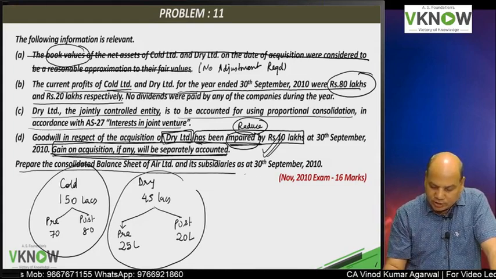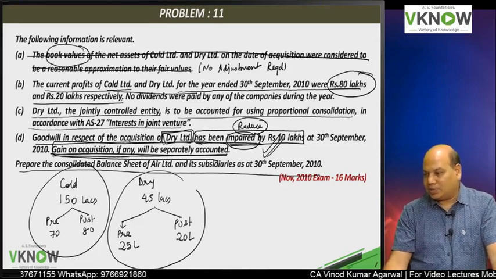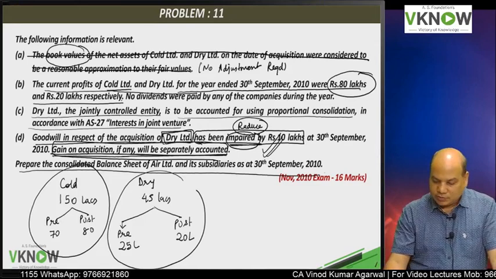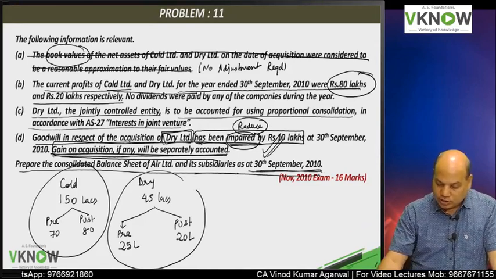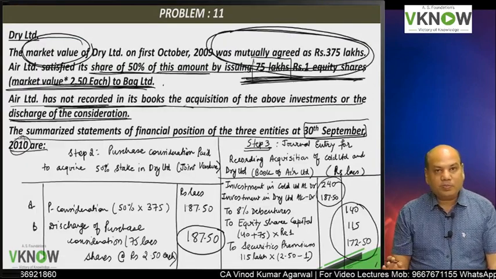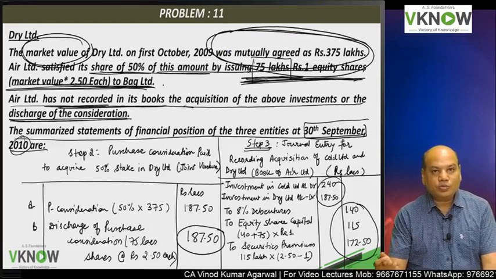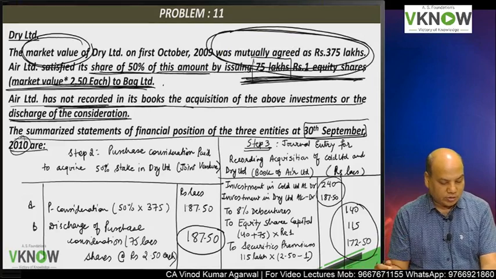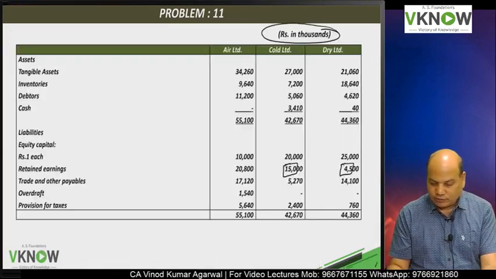Prepare the consolidated balance sheet of Air Limited and its subsidiary and its joint venture. They have not written joint venture, but you have to consolidate joint venture also on 30th September. Students will remember we have prepared 3 steps. Now I am going to prepare few more steps and then we will prepare the consolidated balance sheet. Is it right? Are you ready for additional steps?